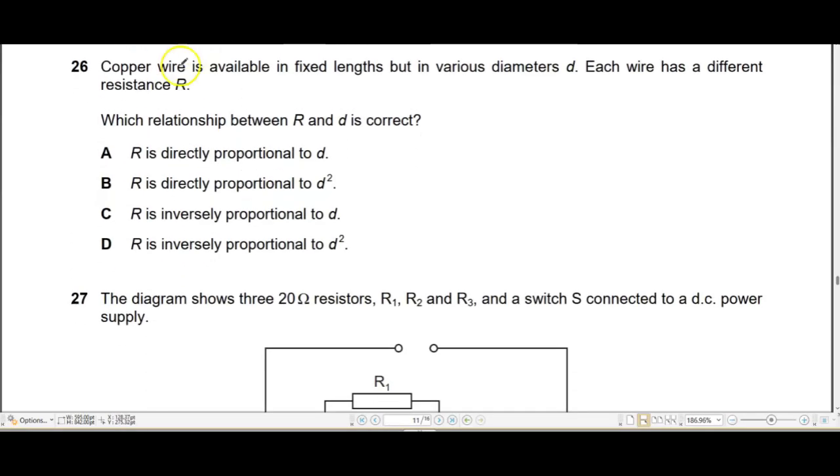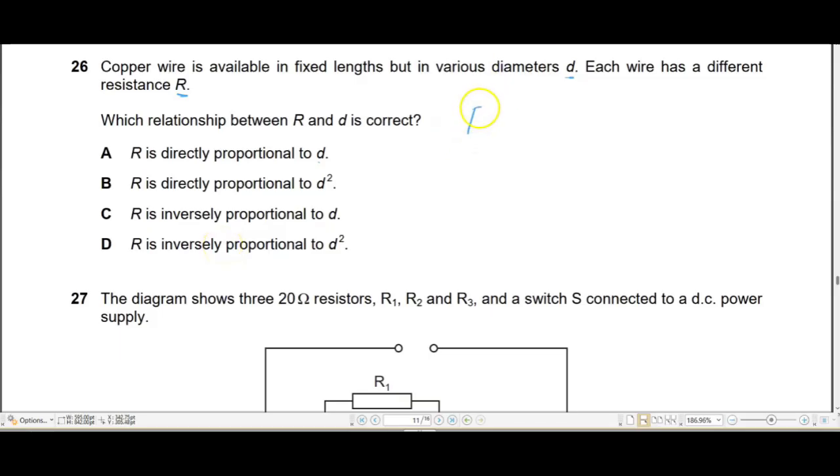Question number 26. Copper wire is available in fixed lengths but in various diameters D. Each wire has different resistance R. Which relationship between R and D is correct? R is directly proportional to D, R is directly proportional to D square, R is inversely proportional to D, and R is inversely proportional to D square.